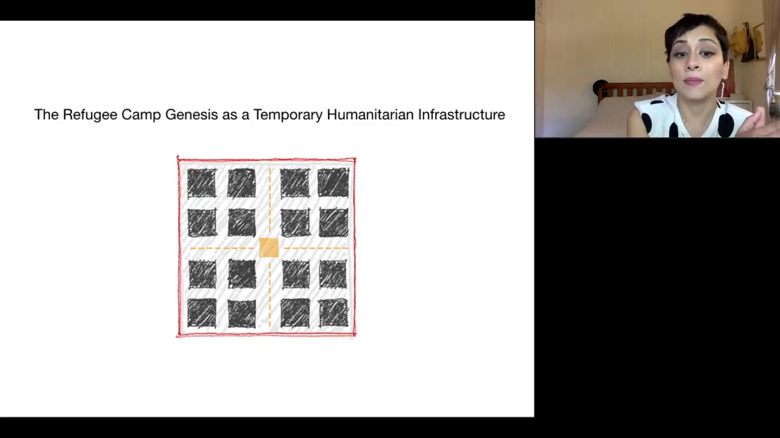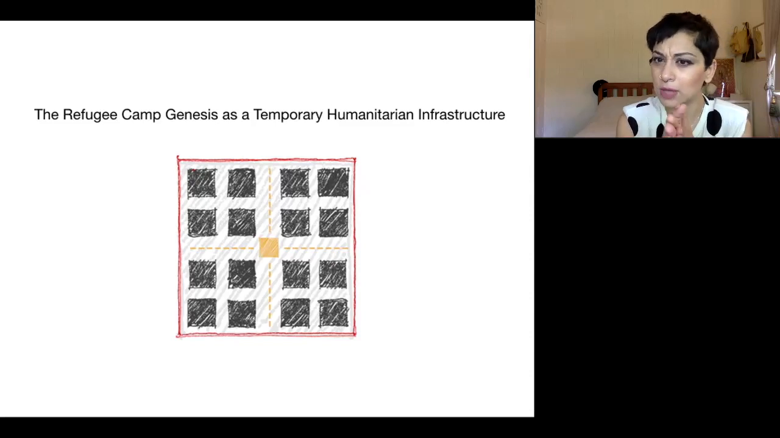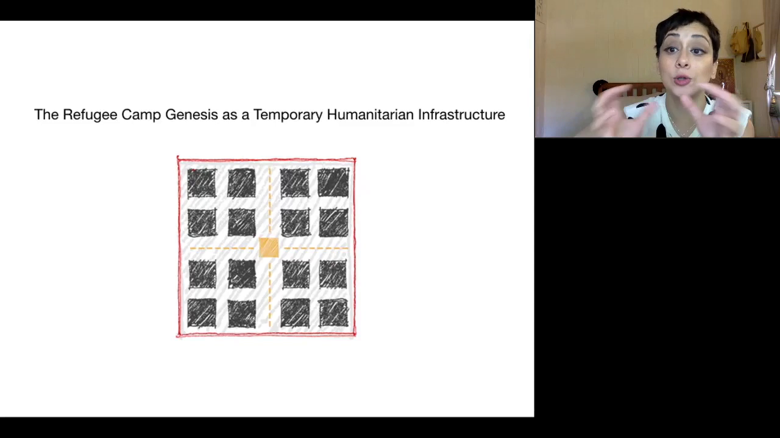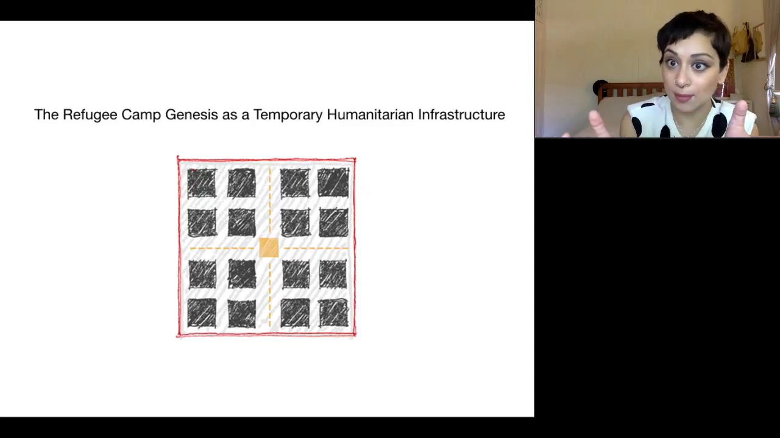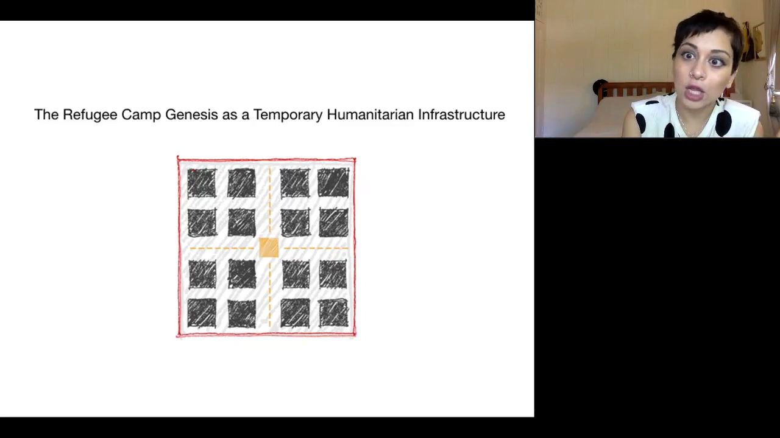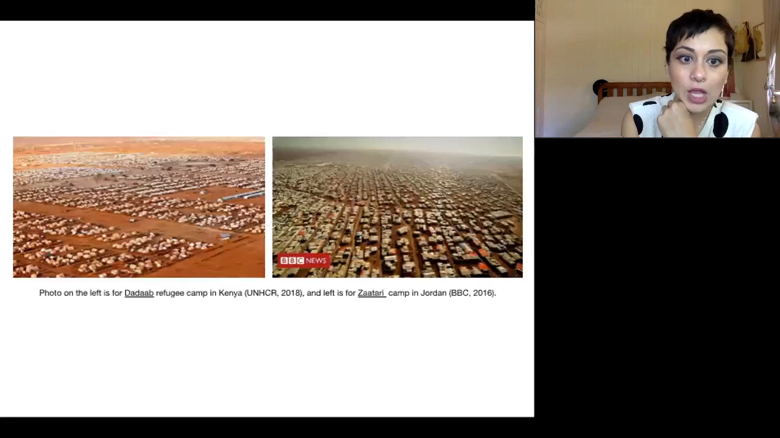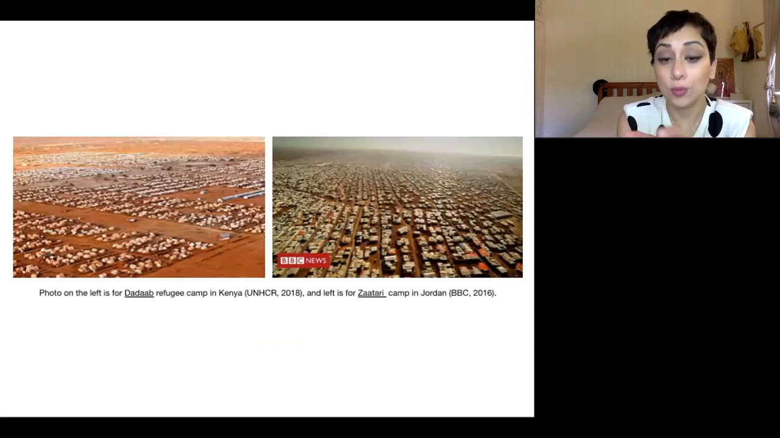However, in post-World War II, in 1951, it became under the UNHCR mandate. However, the UN kept that solution as temporary and as a military barrack, even though it doesn't fulfill the solution for the problem. So we can see on the left in Kenya and on the right, Zaatari camp in Jordan. It's exactly the same layout, it's orthogonal.